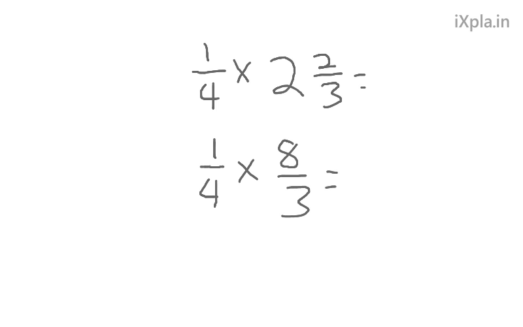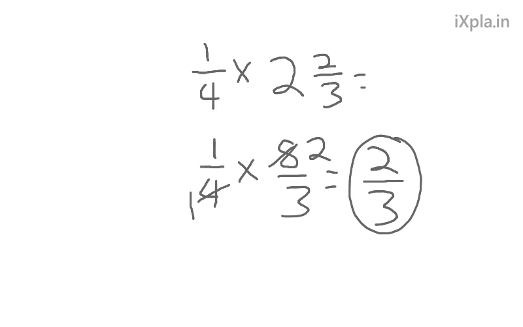Now we see if there's any cross-canceling that we can do. 1 and 3, we can't do anything with that, but 4 and 8 we can cross-cancel. 4 goes into 4 one time, 4 goes into 8 two times. Now let's go ahead and multiply across. 1 times 2 is 2. 1 times 3 is 3. We get our answer of 2/3.